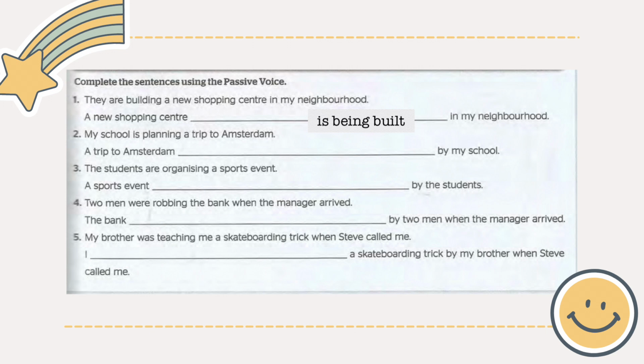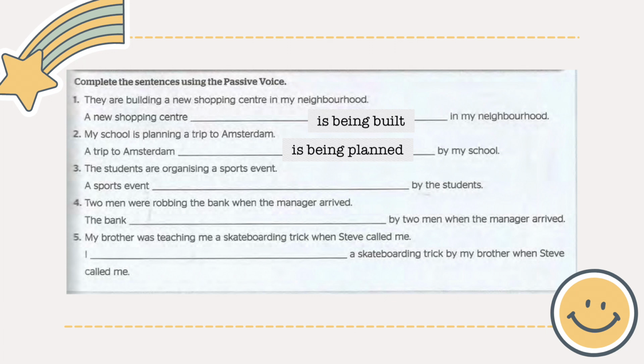Question number 2. My school is planning a trip to Amsterdam. The verb in this sentence is plan. The answer will be a trip to Amsterdam is being planned by my school. That's good, class. Now, let's move on to question number 3.